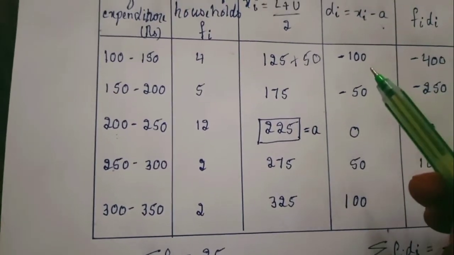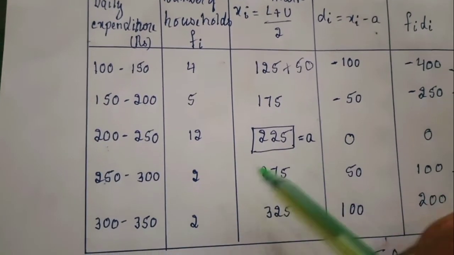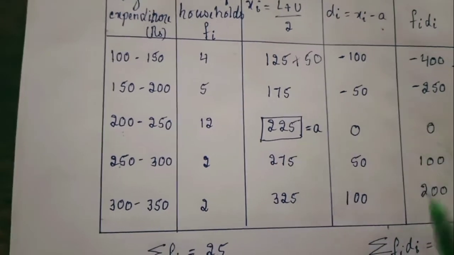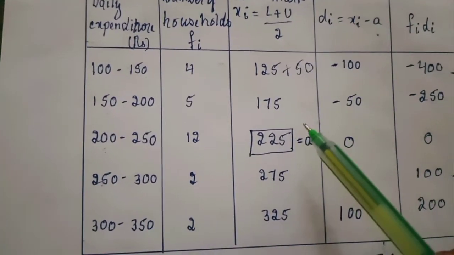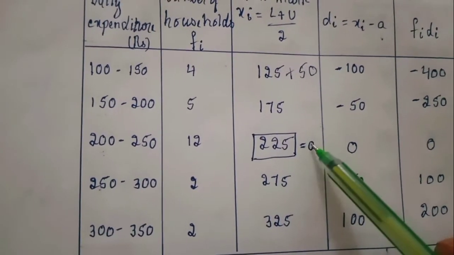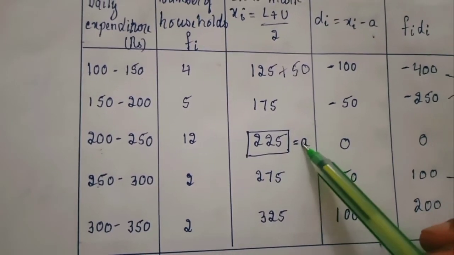Now let us go for assumed mean method. Why? Because you can see Fi and Xi are too large. Because he has given in the question to use a suitable method, we move for assumed mean method. So for that we have to assume one mean, that is A. 225 is the middle number. So we assume 225 as assumed mean.